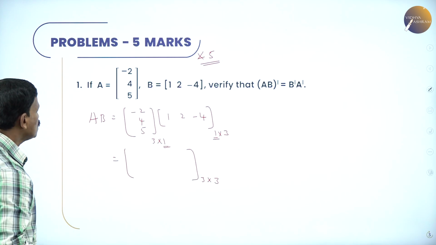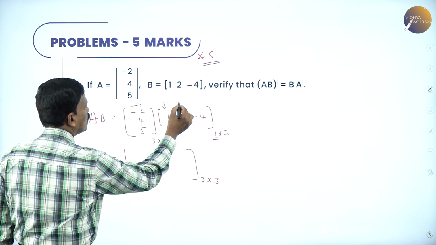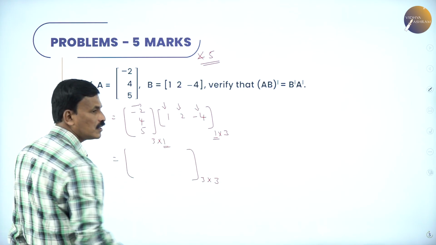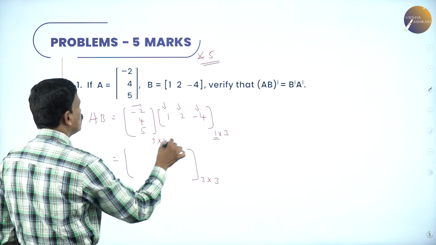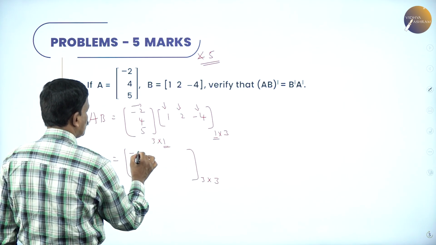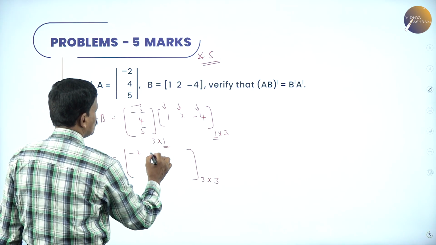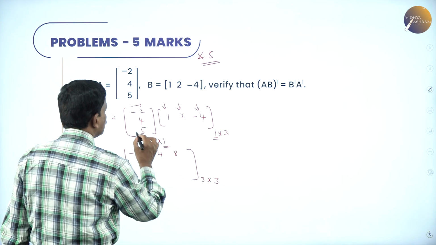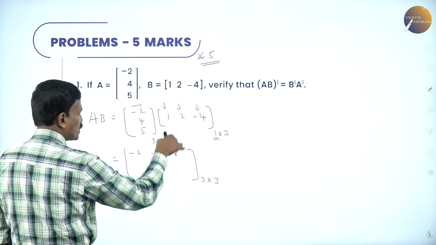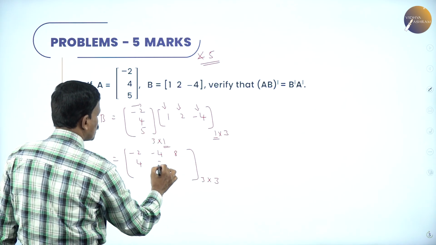Now just listen here. This is first row: first column, second column, third column. Minus 2 into 1 is minus 2. Minus 2 into 2 is minus 4. Minus into minus plus, 2 4s are 8. Again, second row: first column, second column, third column. 4 1s are 4. 4 2s are 8.